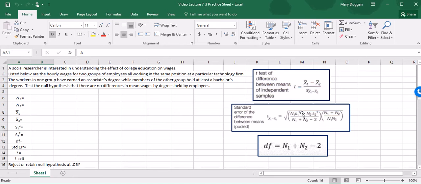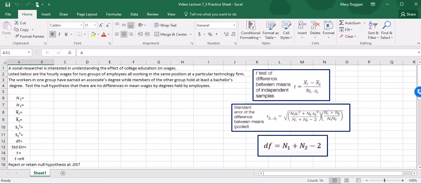In order to illustrate t-tests for differences between means, let's work through this problem in your textbook. The problem states, a social researcher is interested in understanding the effect of college education on wages. Listed below are the hourly wages for two groups of employees, all working in the same position at a particular technology firm. The workers in one group have earned an associate's degree, while members of the other group hold at least a bachelor's degree. Test the null hypothesis that there are no differences in mean wages by degrees held by employees.